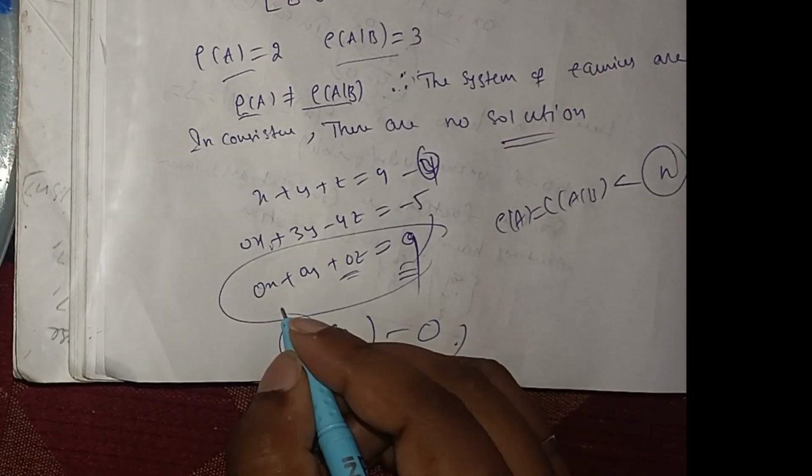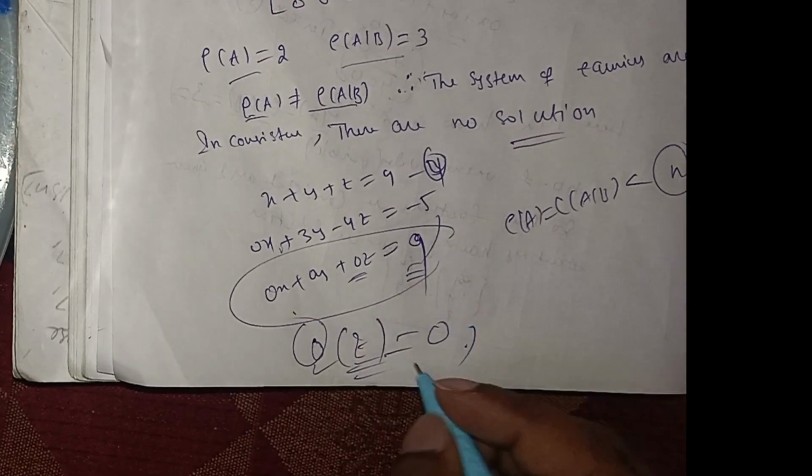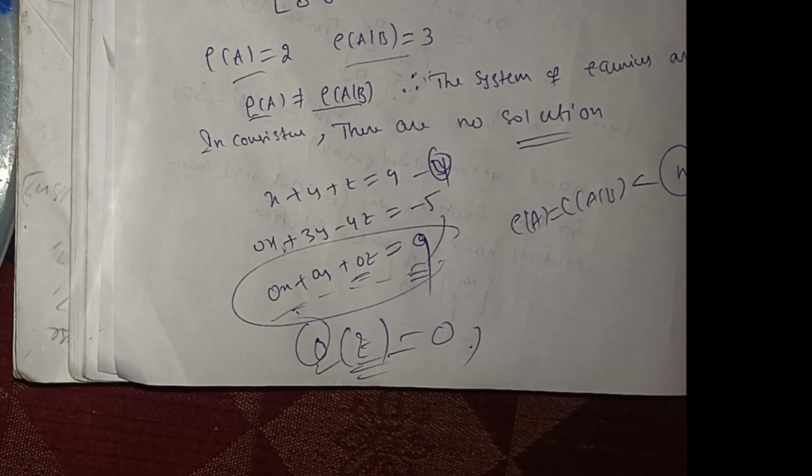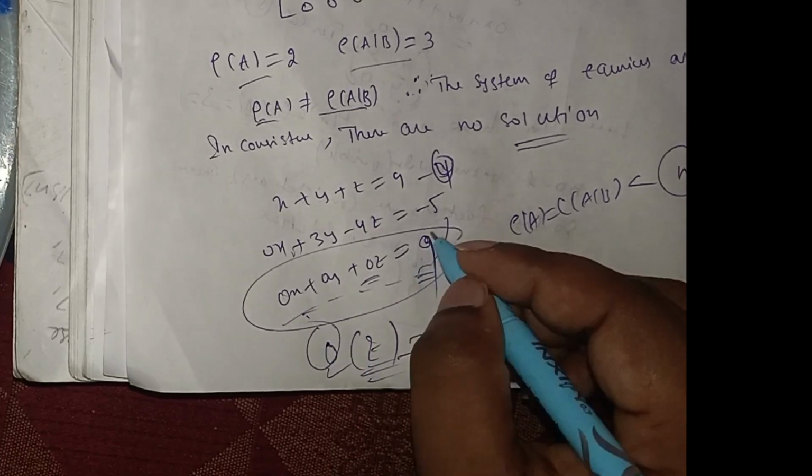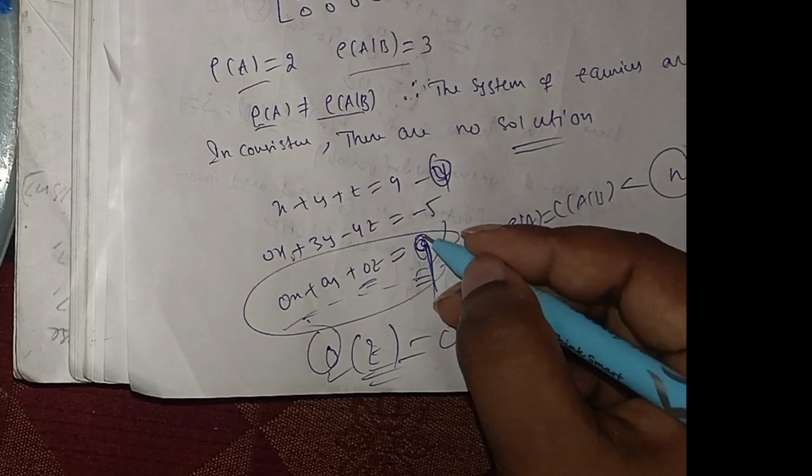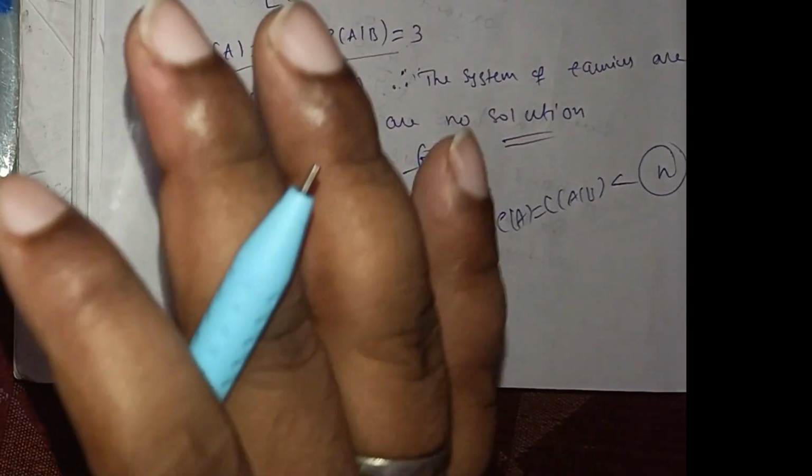But in this case, x plus y plus z equal to 4, and 0x plus 0y plus 0z equal to 9 we are getting, instead of 0. So the solutions will not exist.